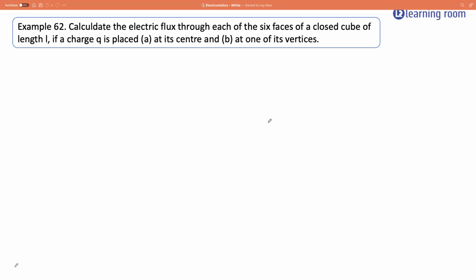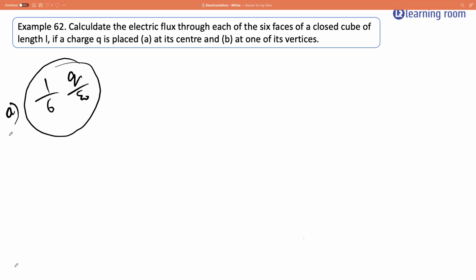Q by 6 epsilon. Sir, 1 by 6 times Q by epsilon. So read the question, no? Calculate the electric flux through each of the 6 faces. Through the total cube, it is going to be Q by epsilon naught. But through each face, it will be 1 by 6 times Q by epsilon naught, provided the charge is placed at the center.